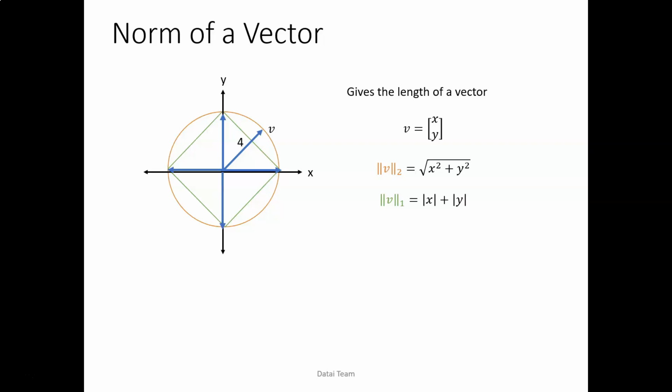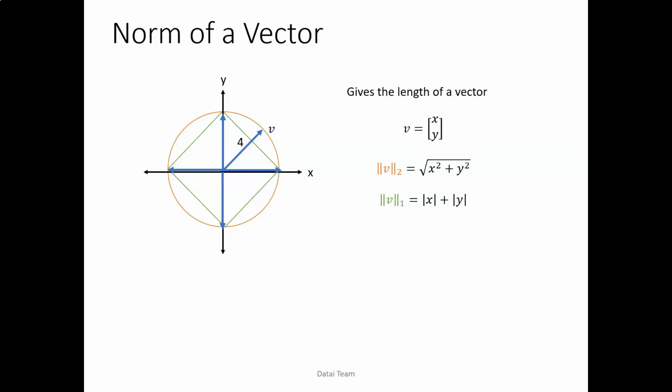Here we have absolute value of x plus absolute value of y is equal to 4. And anywhere on those squares, so any point on that square will hold this true. So for example, when we have the intersection of the circle and the square, we have x is equal to 4, y is equal to 0, and that's true.